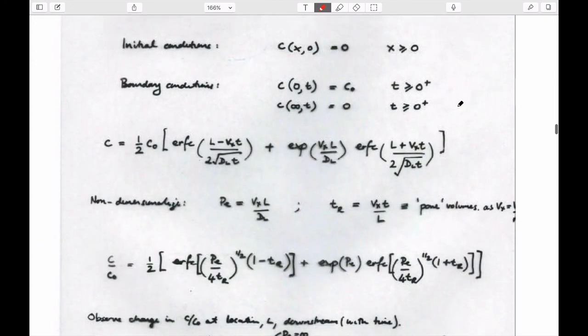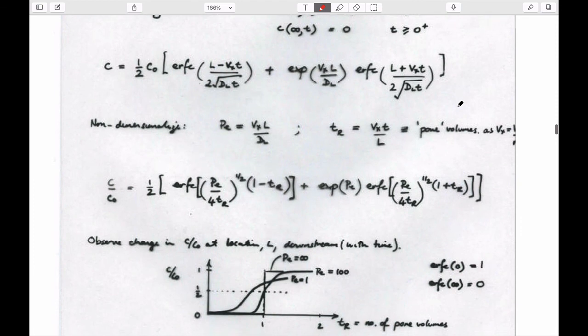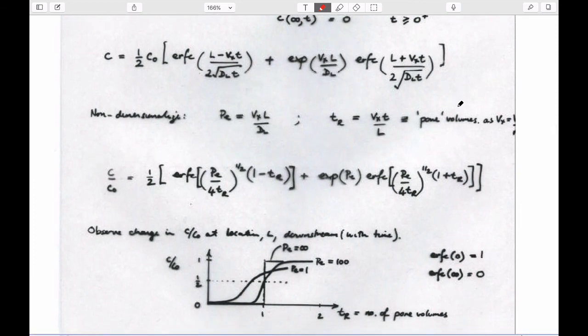And the solution for that PDE with those boundary conditions is this, here. It says that the concentration changes with the value of the upstream concentration and a number of different factors. We could, of course, divide both sides through by C0, as is done here.